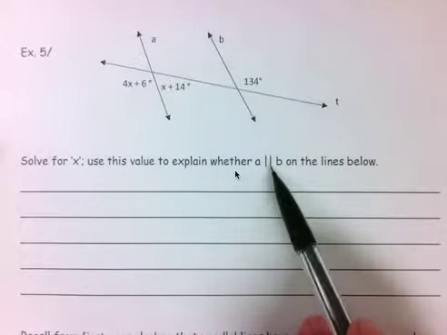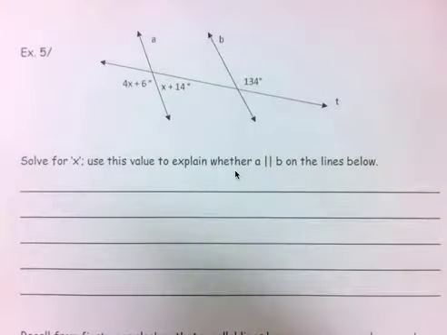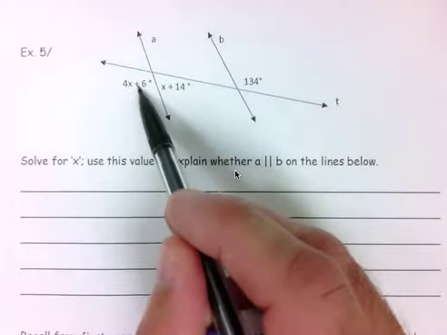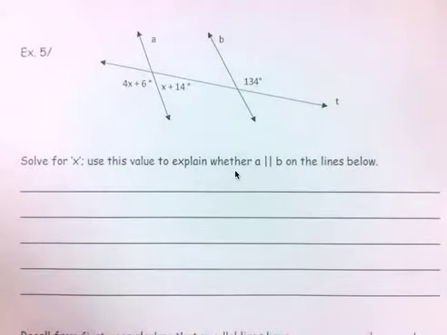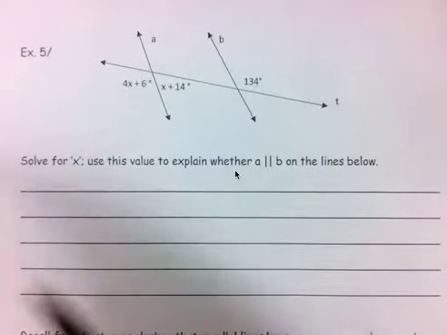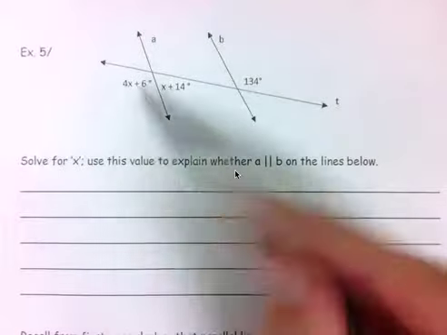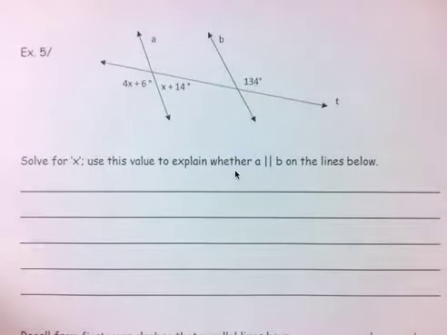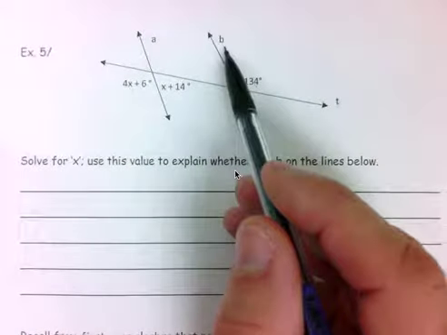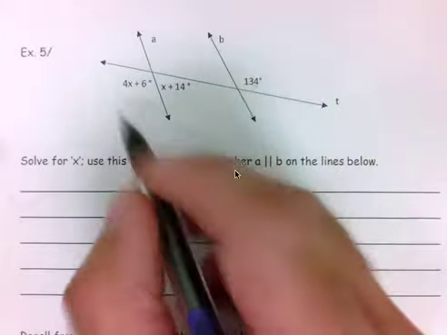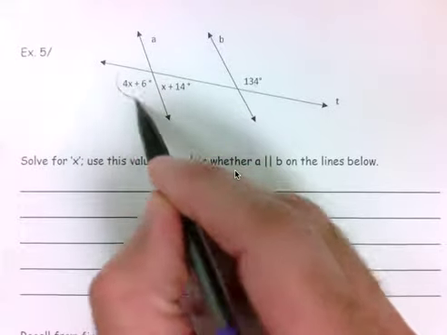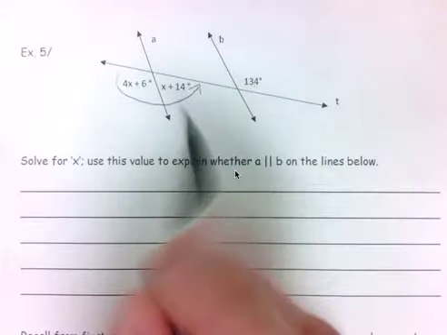Notice the one thing you can't do: the 4x plus 6 and the 134 are alternate exterior angles. If I already knew the lines were parallel, I could write 4x plus 6 equals 134. But I don't know that they're parallel, so I can't write that equation. I have to start with an equation that I can trust, regardless of whether or not A and B are parallel. That involves taking advantage of these two angles here, which form a linear pair.